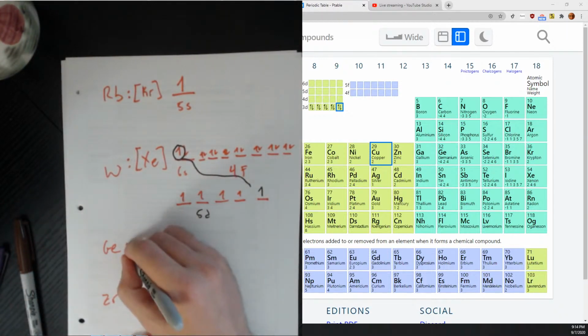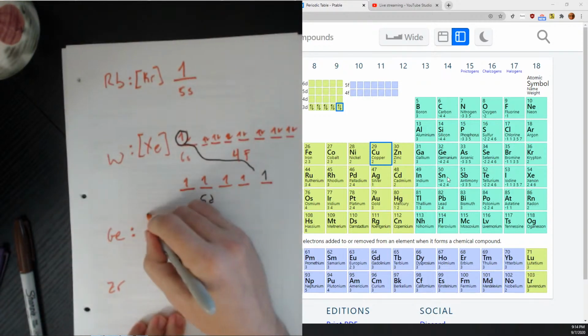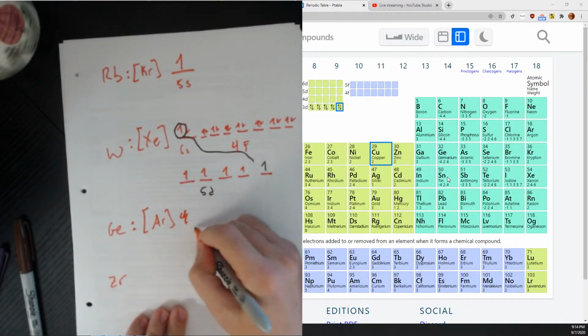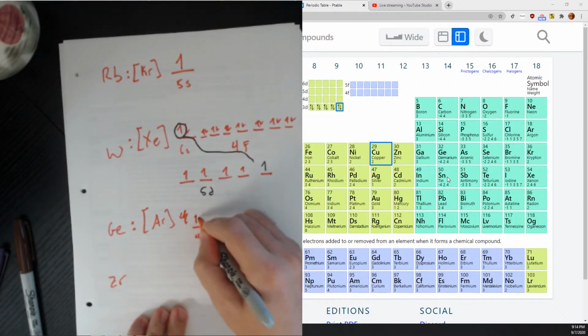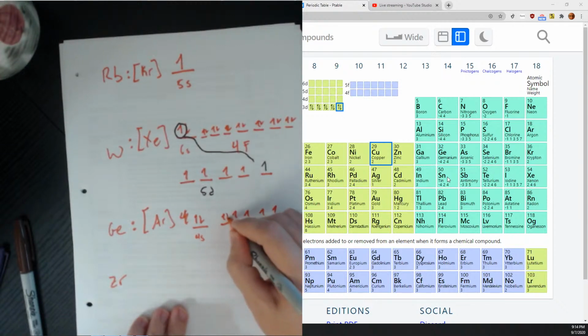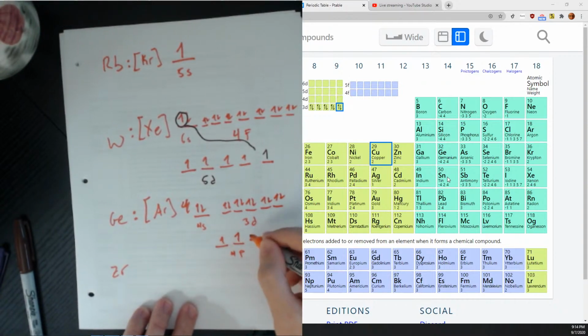All right, germanium. You can see him. He's on the fourth row. He's in the second column of the P block. Previous noble gas is argon. So, argon, 4s, 1, 2, 3d, 1, 2, 3, 4, 5, 6, 7, 8, 9, 10, 4p, 1, 2.